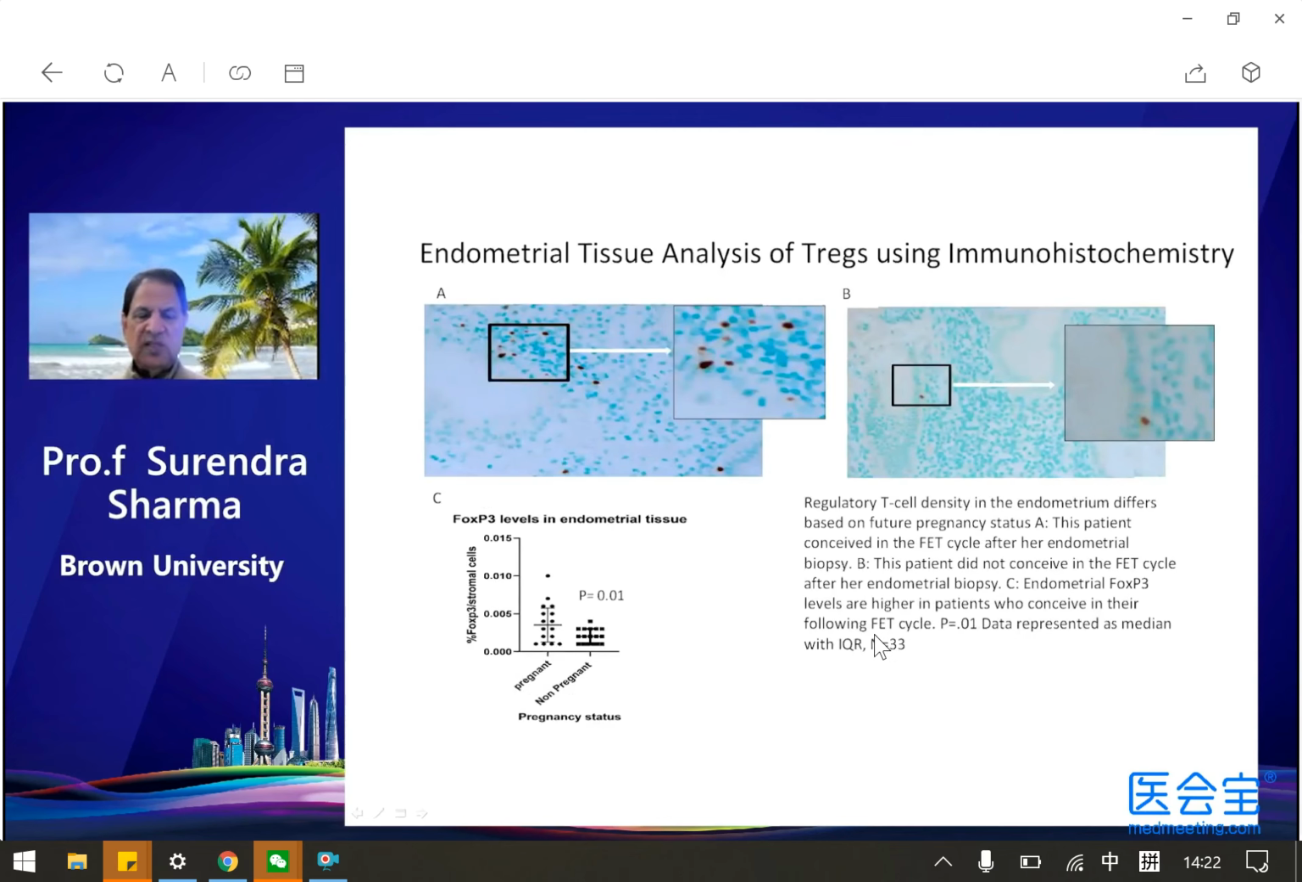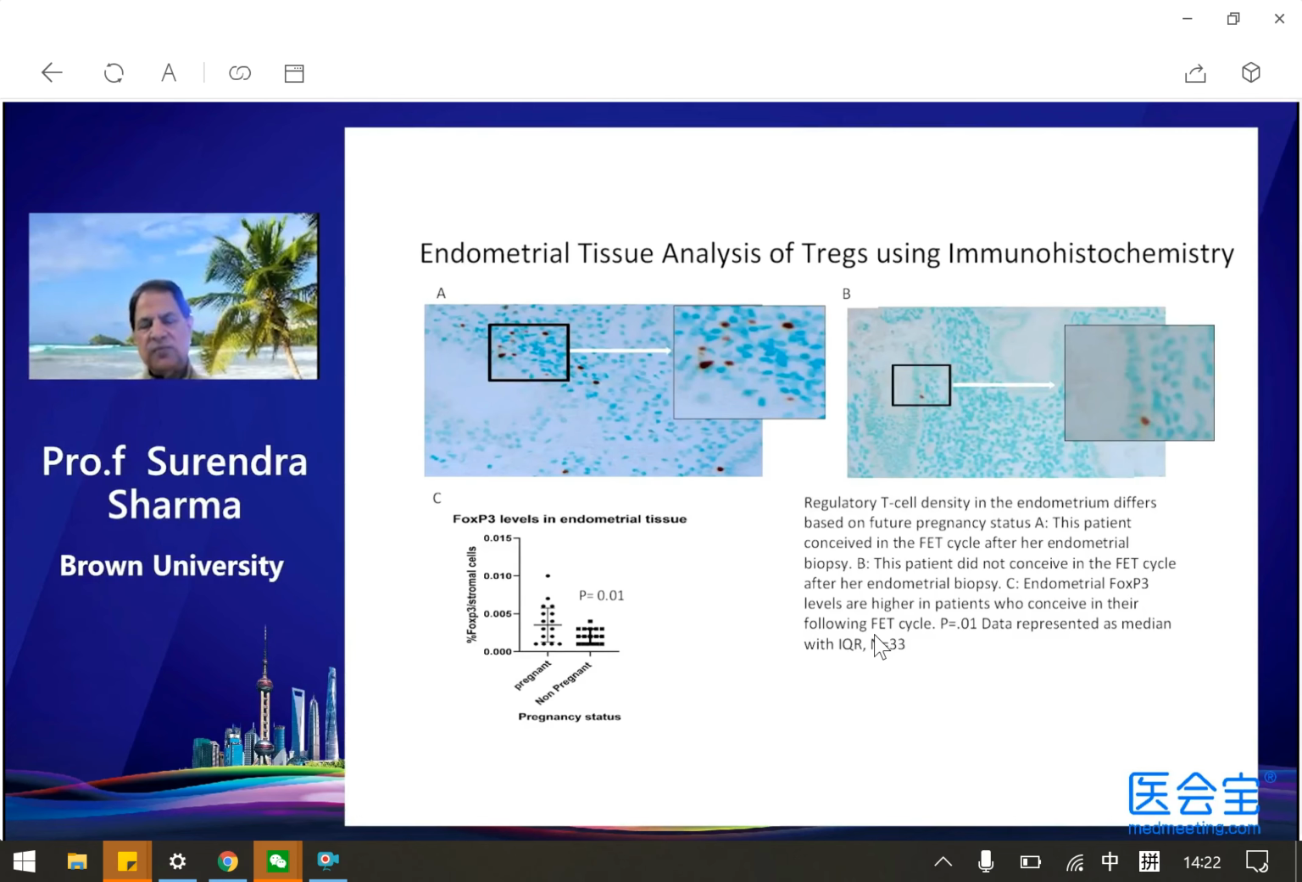So we basically did the same thing here: on the left-hand side you have tissue from the pregnant group, and the right-hand side is tissue from the non-pregnant group, and you can see here a much higher number of regulatory T cells in the pregnant group versus the non-pregnant group. This is the quantification of the data, and you can see this is statistically significant. There's a much lower content of regulatory T cells in the endometrial tissue of women who fail to get pregnant.